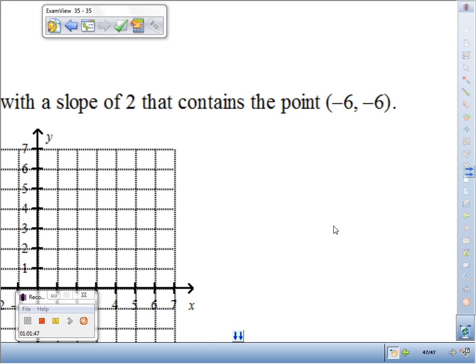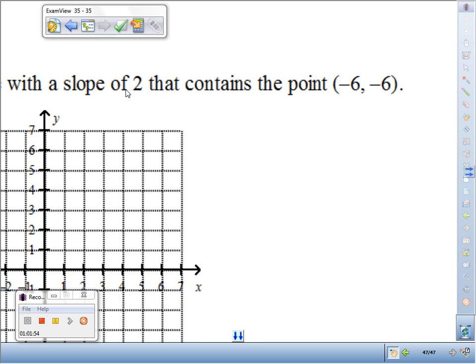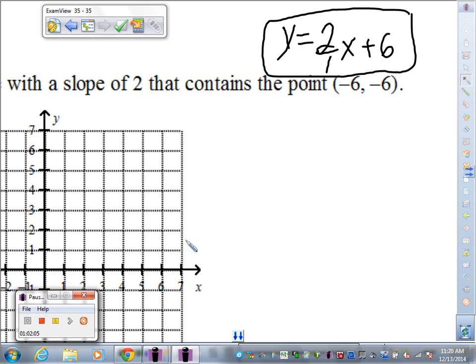Copy this one. Write me an equation of a line that has slope of 2 and that contains the point negative 6, negative 6, and see if you can graph that. Go. So the equation for that line was y equals 2 over 1x plus 6. That is correct. All right, before we leave, have a seat, please.